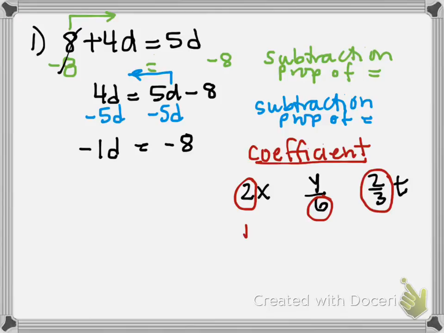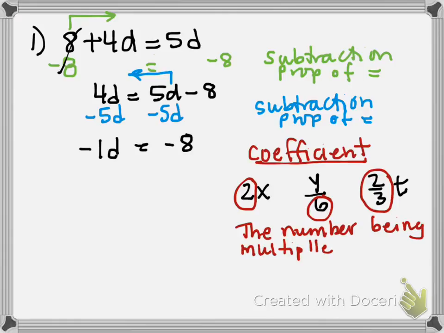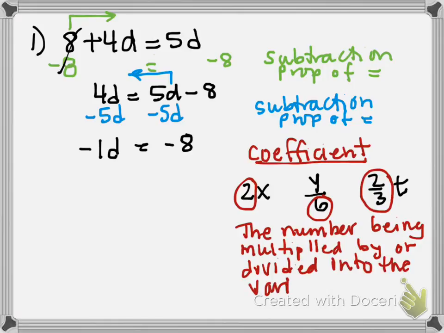Coefficient is the number being multiplied by or divided into the variable. You need to speak math language. Because if you can't speak the math language, then you have no idea what we're supposed to be doing.